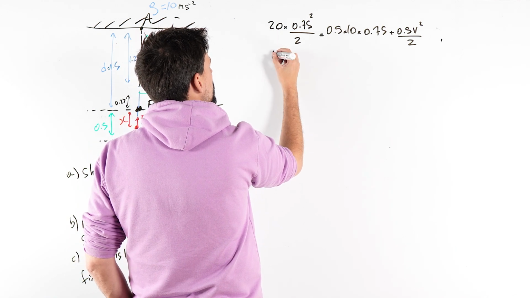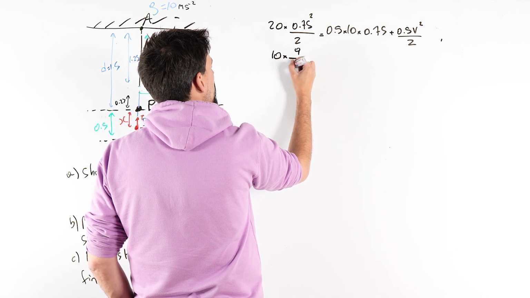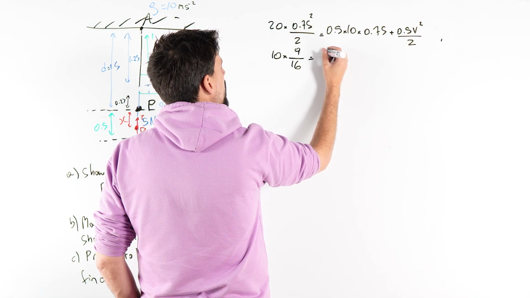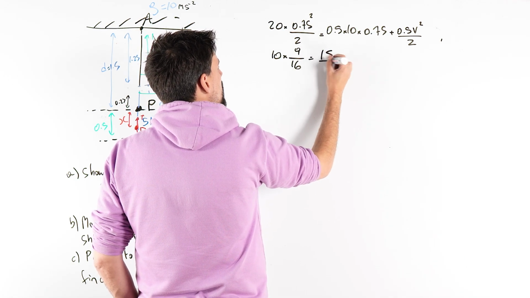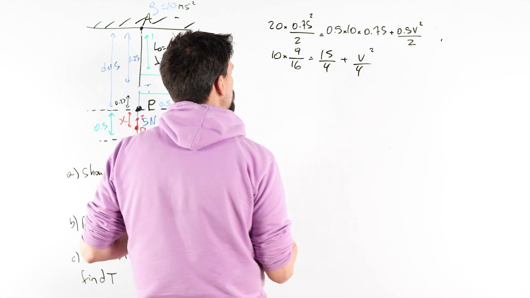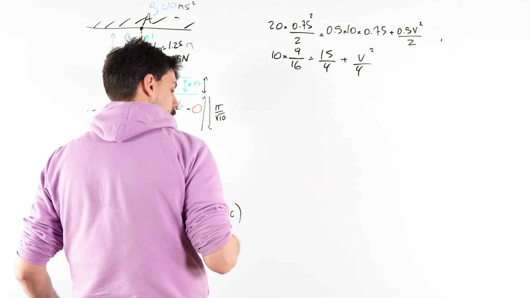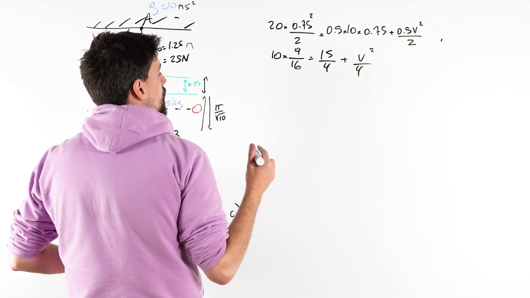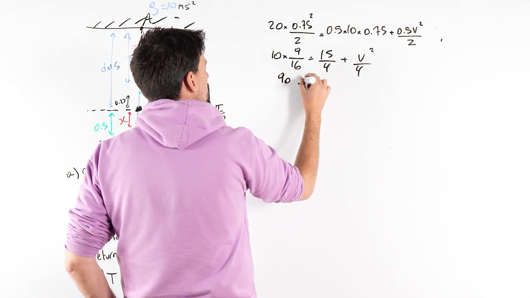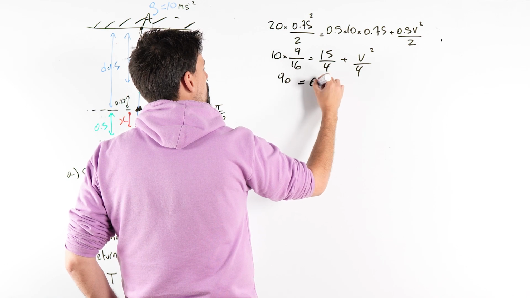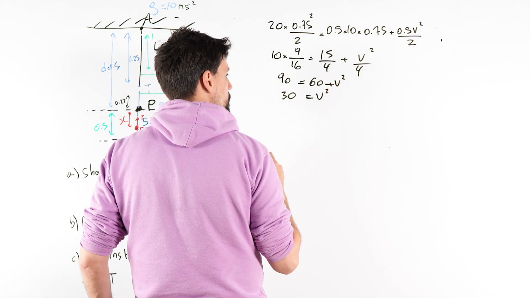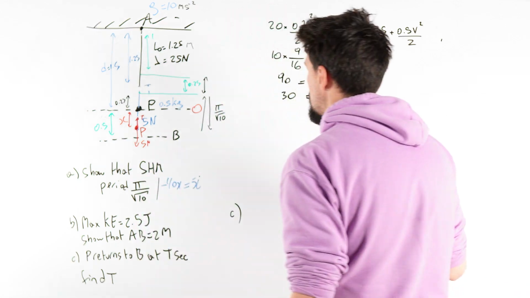So let's figure some of these values out. What's that? That is 10 times 9 over 16, which is 15 over 4, plus v squared over 4. Times everything by 4, I suppose. 90 is equal to 60 plus v squared. I get v squared is 30 at that point.